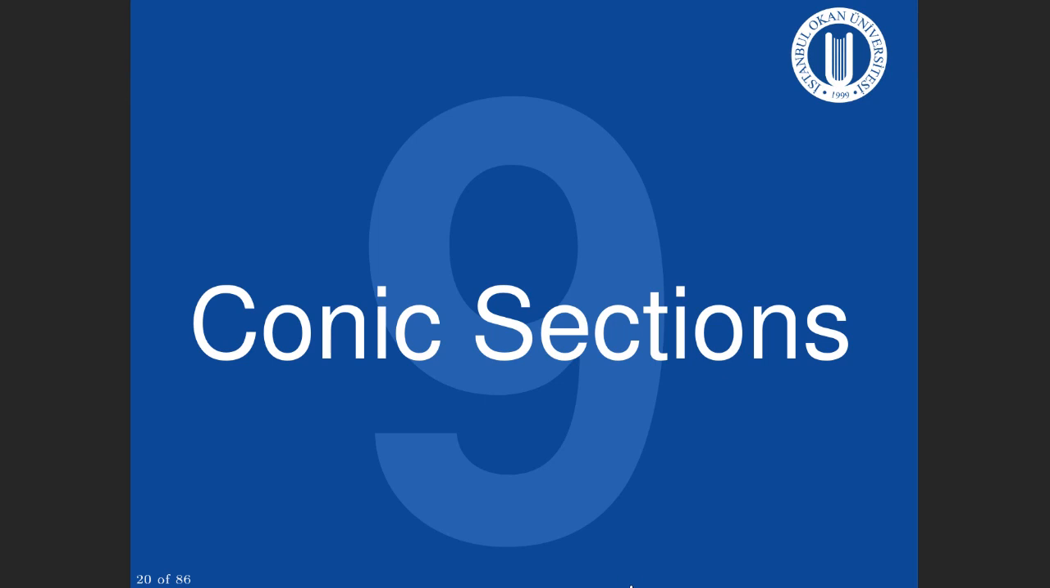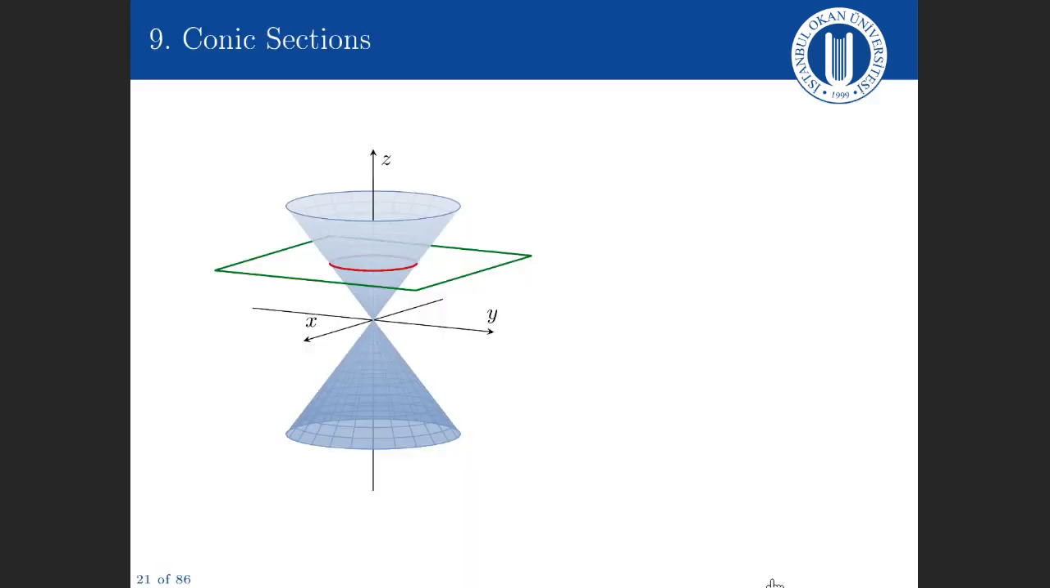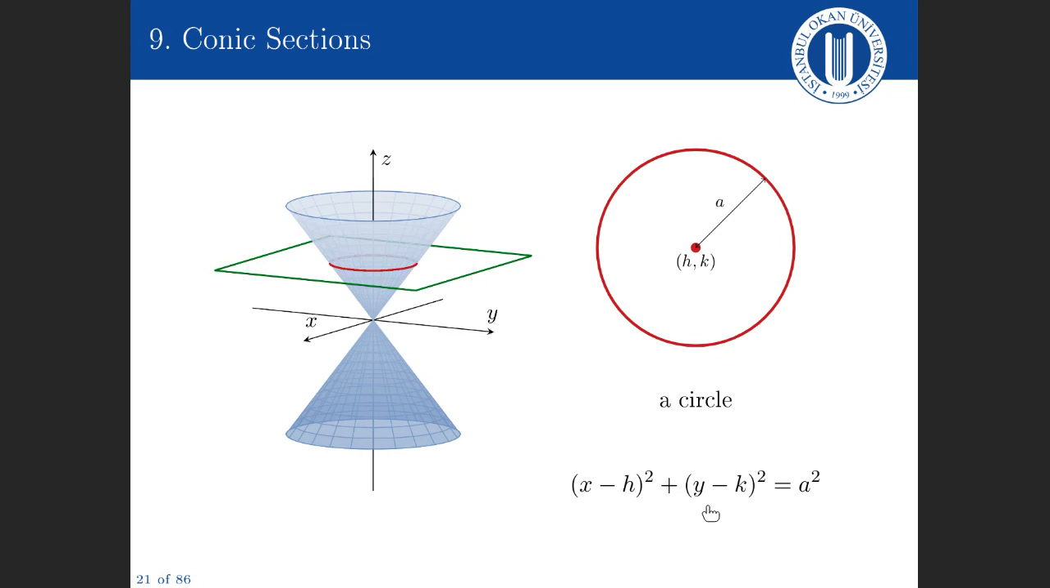Our next topic is the idea of conic sections. Let's suppose we start with a double cone, something like this. And I want to cut this cone in different ways. If I cut the cone using a horizontal plane and I look to see what shape we get, a circle. We know how to write an equation for a circle.